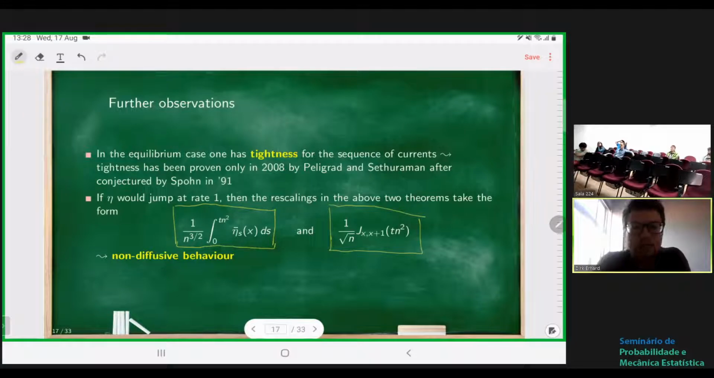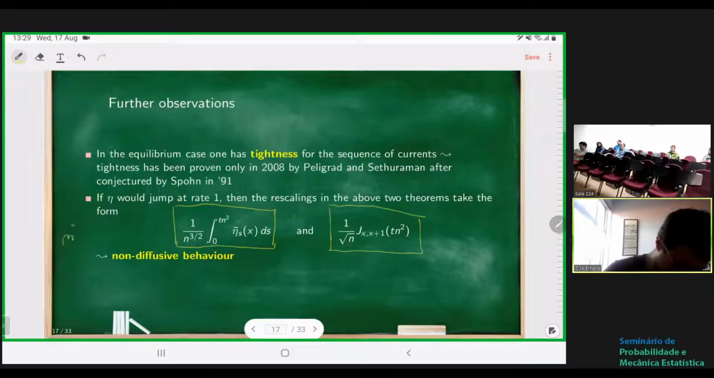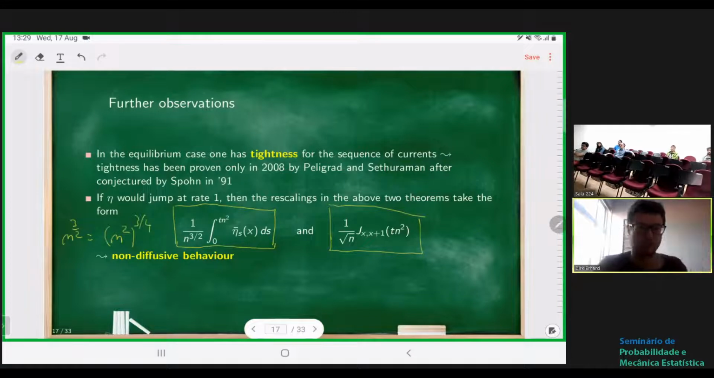So in both cases, you don't divide by the square root of the time, so the behavior is not diffusive. This makes it an interesting system. Moreover, observe that this n to the 3/2 is nothing but n squared to the 3/4, and we obtained fractional Brownian motion of order 3/4. And square root of n is nothing but n squared to the 1/4, and we obtain fractional Brownian motion of order 1/4. So this hopefully also makes sense. Okay, this closes this part of the talk.